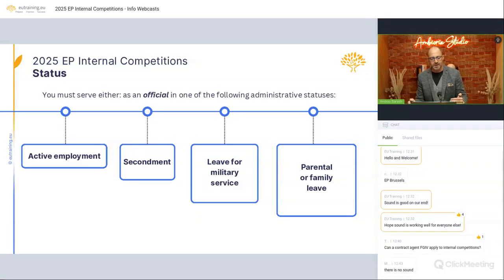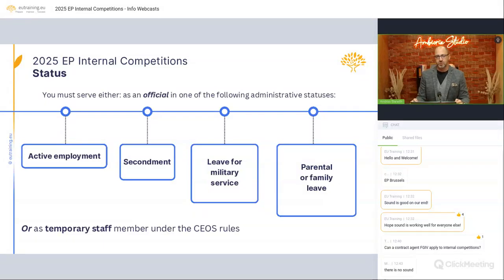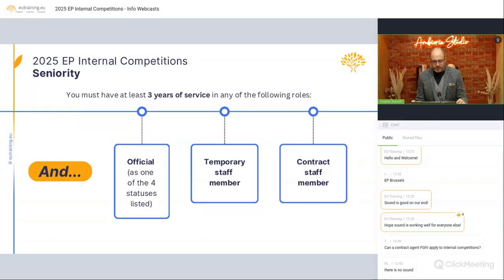So you, as an official, and an exception from this, so to say, you can be a temporary staff member under the COS rules. So that basically means that you don't have the status of an established EU official, but you are a temporary agent, temporary staff member under those specific rules.